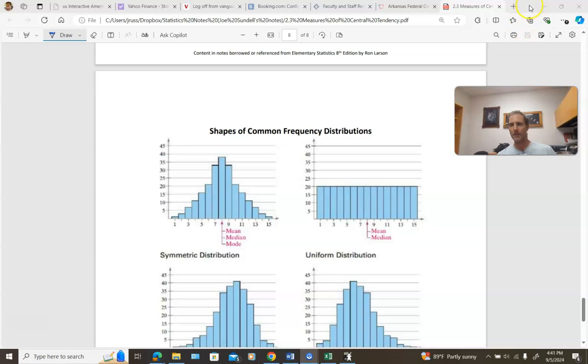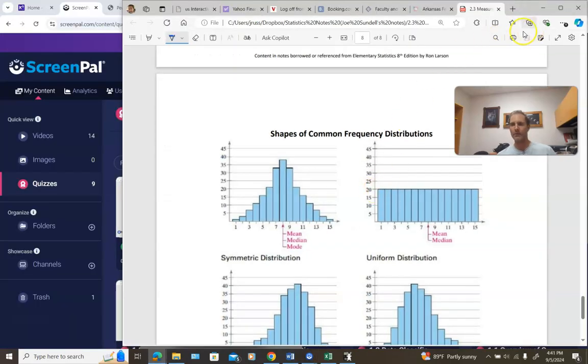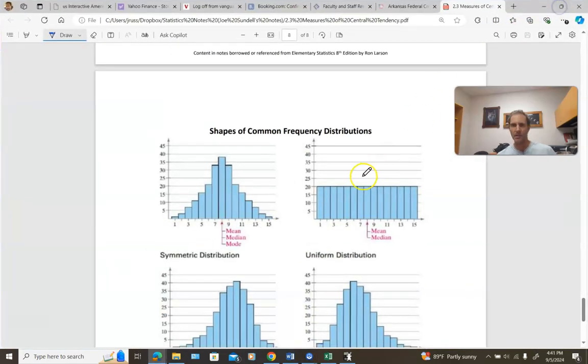Now it won't really have a mode because it's uniform. You can see here each class has the same exact frequency, so there's not one class that has a higher frequency than another. This is a perfectly uniform distribution. In the real world, things are not perfect lots of times, right?